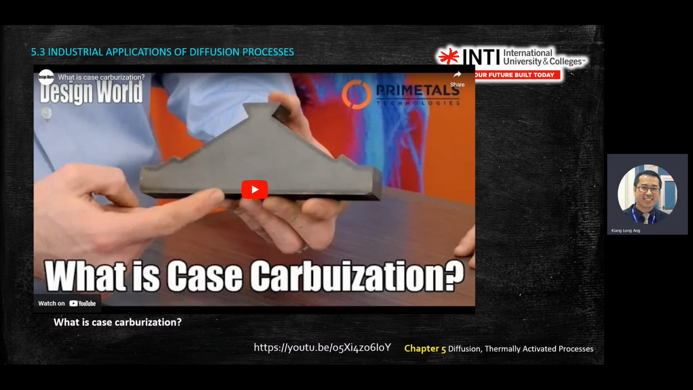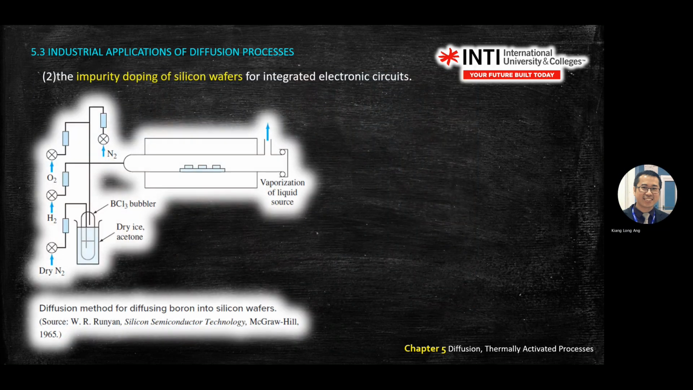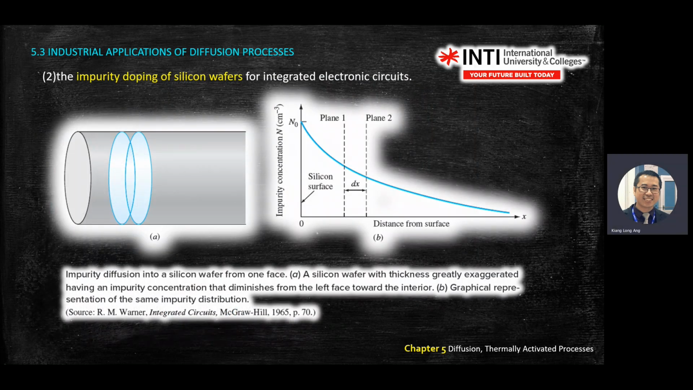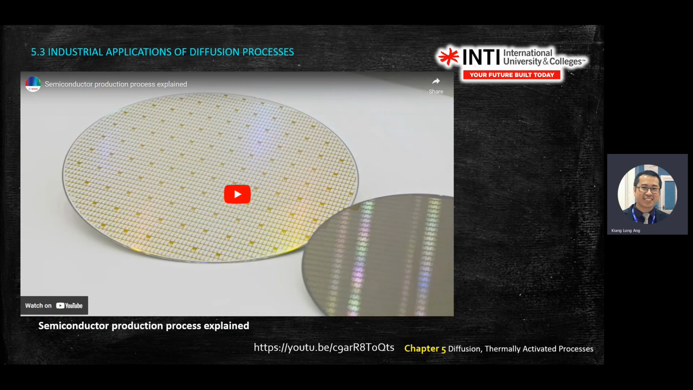Carburization, this one you go home and watch. It's just a chemical process. This one is how they do the silicon wafer. Also, you just go and read. And there's a video there. I think I show you this one.